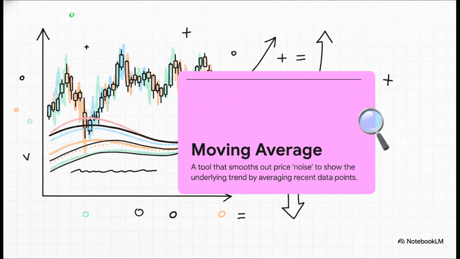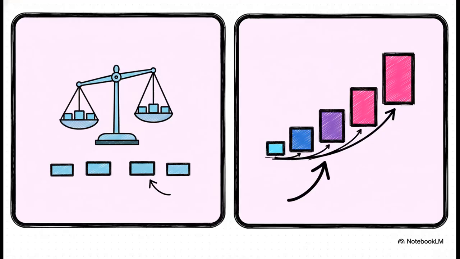But of course, not all averages are created equal. And that brings us to the two big ones. First, you've got the simple moving average, or SMA. It's simple. Every single day in its calculation gets the exact same weight. So the price from 20 days ago matters just as much as the price from yesterday.